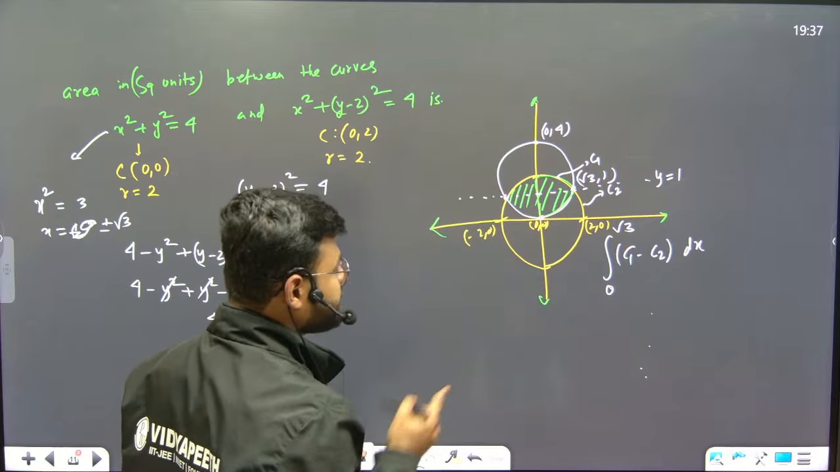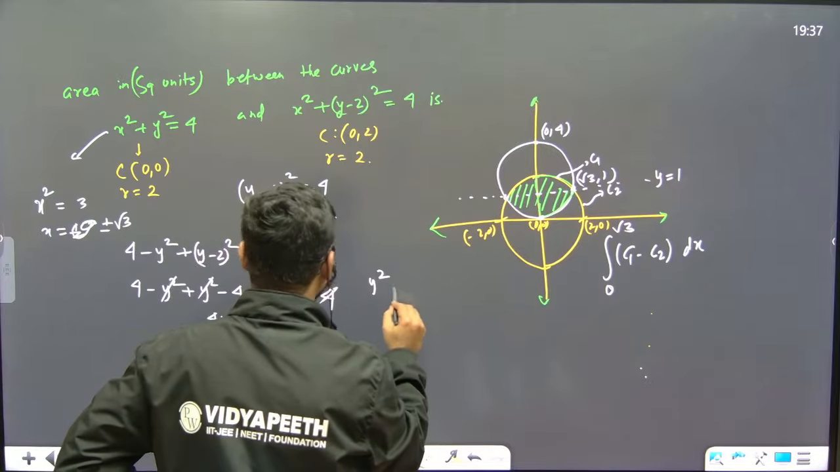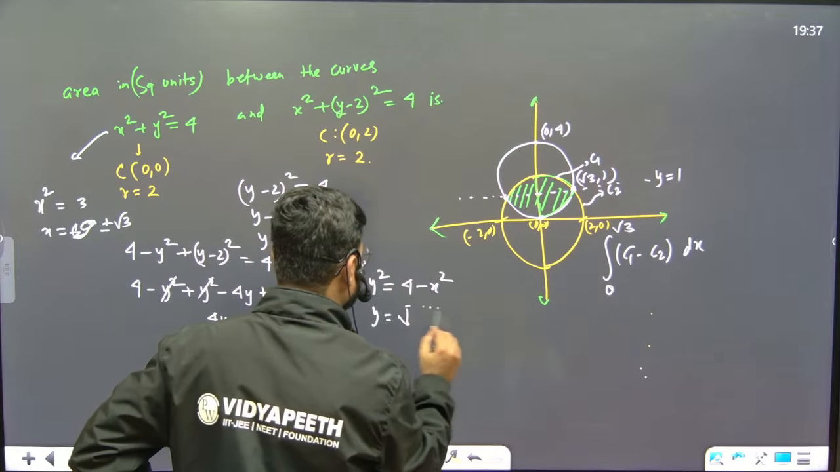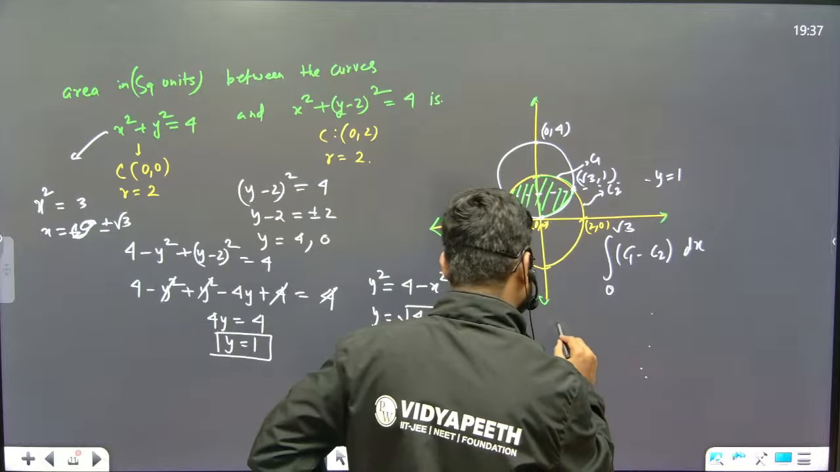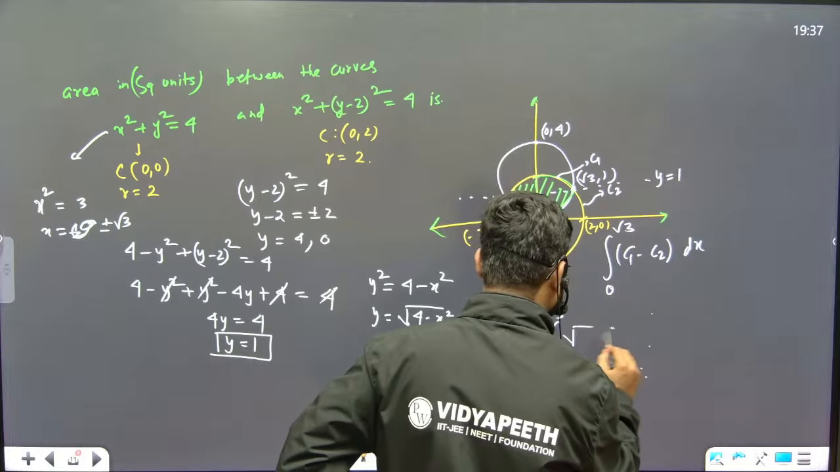Now you are doing with respect to x, so y you need to express. From here, y square can be expressed as 4 minus x square. So y is going to be root over 4 minus x square. Similarly, if you do for the second curve, you can easily find, from 0 to root 3. So this is going to be root over 4 minus x square.